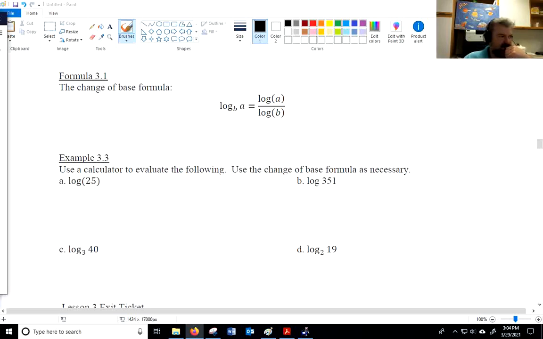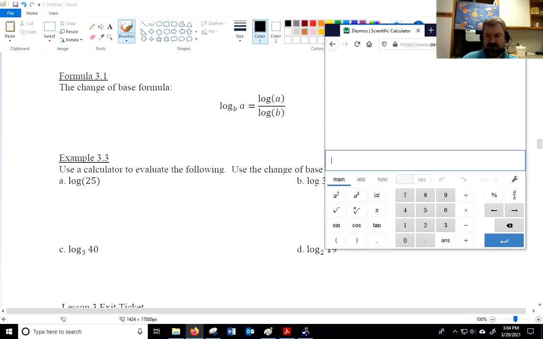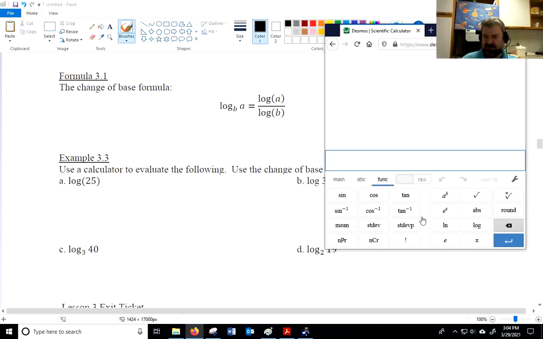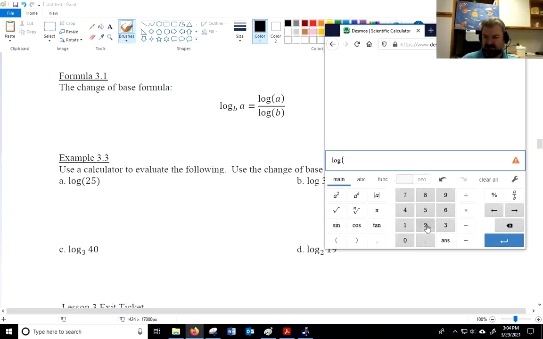All right, that looks pretty good. I'm just going to shrink it down a little bit here. So let's start with the log of 25. There's no whole number power of 10 that gives me 25. So we'll just go here, and we're going to use log of 25.